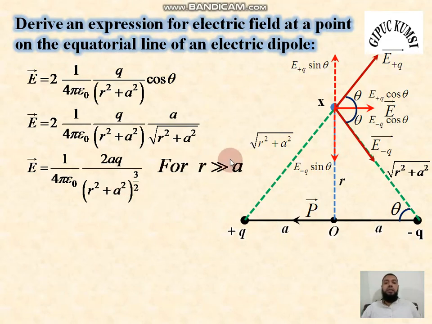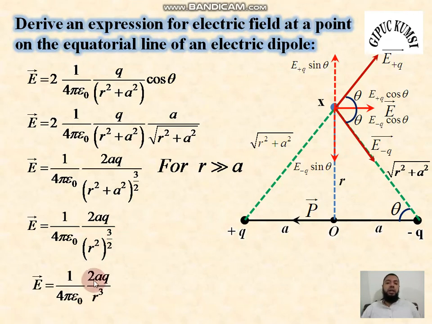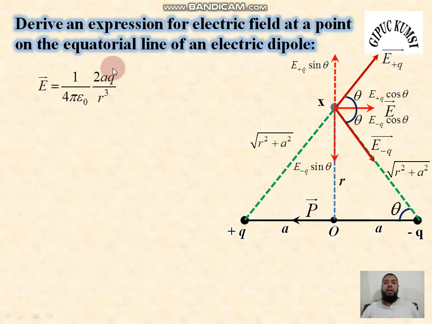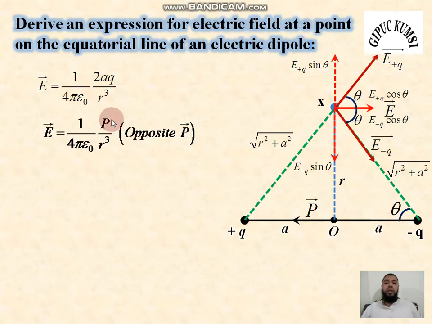Now again, if I take r much greater than a, a is very small, then the square component is still smaller. a square will be even smaller. Therefore we will neglect a square. If I neglect a square, then what is left is r square: 1 by 4 pi epsilon naught 2aq divided by r square whole power 3 by 2. If I cancel, we are left with 1 by 4 pi epsilon naught 2aq divided by r cube. Now what is 2aq? We know that 2aq is the dipole moment. Then replace 2aq with the dipole moment P.